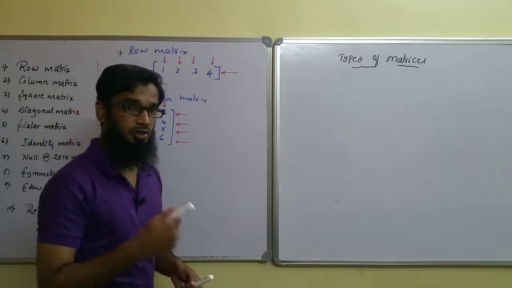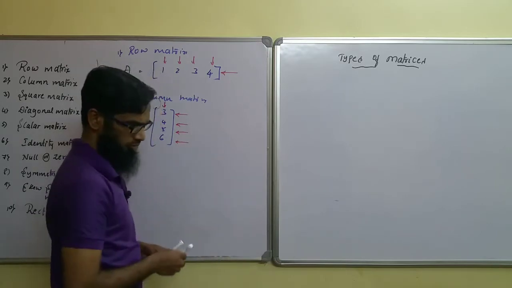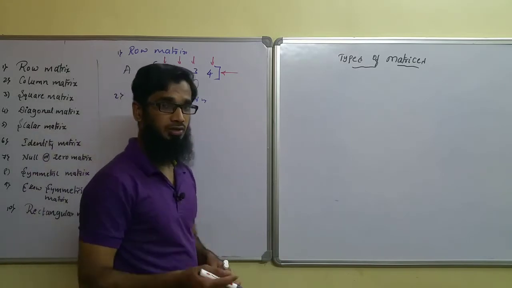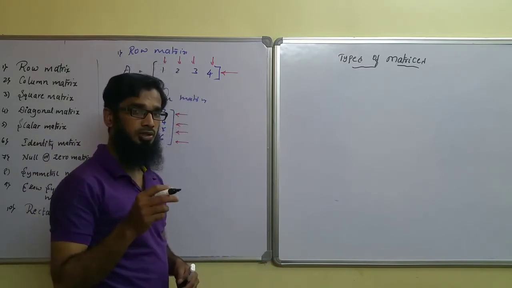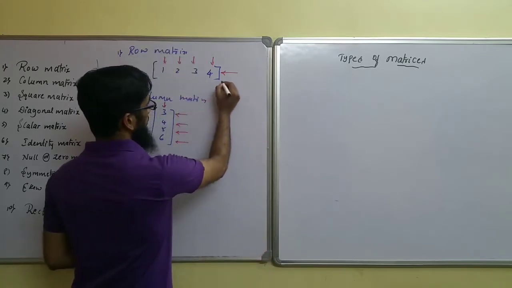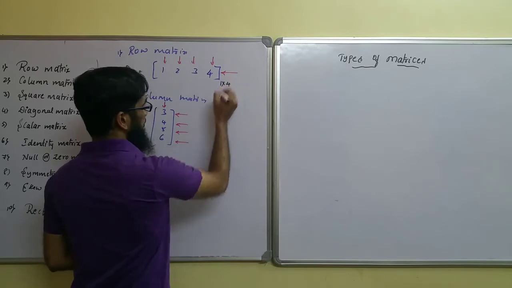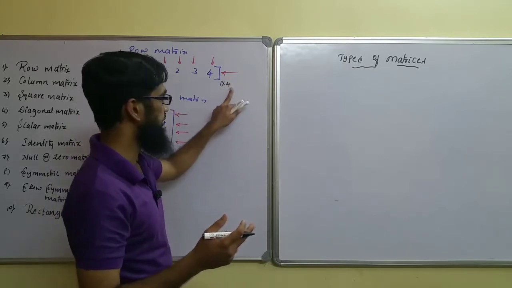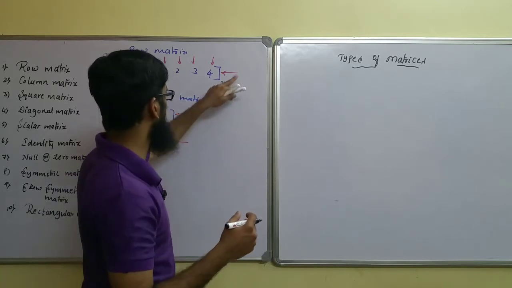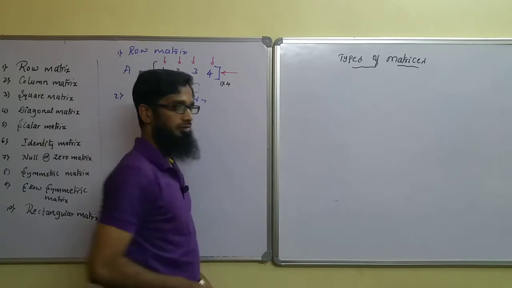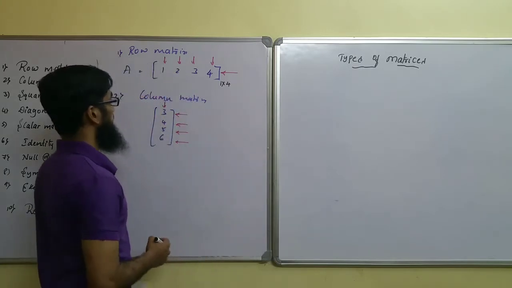Now if I want to write the order of this matrix, always when you are writing the order of a matrix, the first number should be the rows and the second number should be the columns. So this becomes 1 cross 4. This 1 indicates the number of rows, this 4 indicates the number of columns. Only one row is there, and you can see 4 columns. Now this is the order of the matrix for the row matrix.